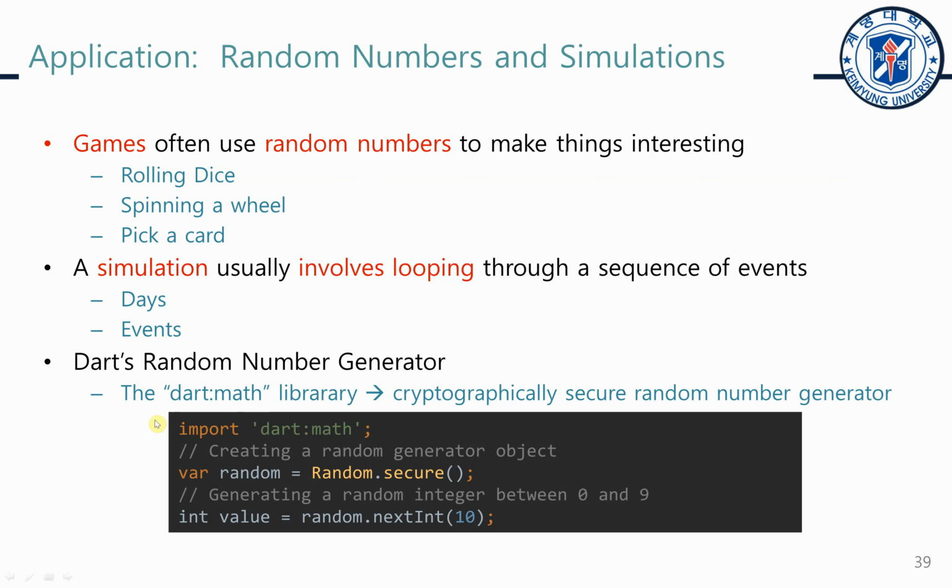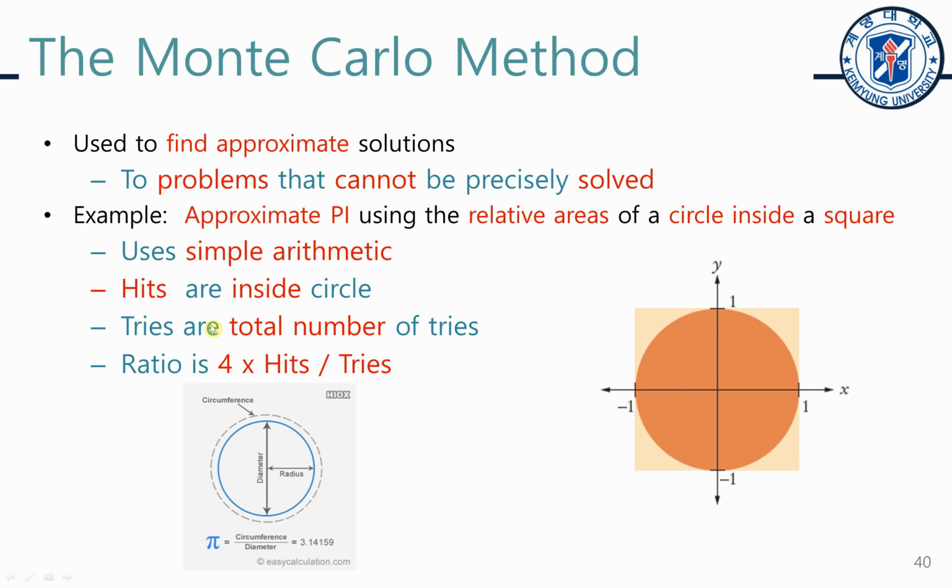Dart math library. And when you create games such as rolling dice, spinning the wheel, or picking a card, you can use random numbers, or you can use random numbers to do some kind of simulations. For instance, let's take a look at this Monte Carlo method of simulation. In this case, our goal is to approximate pi.